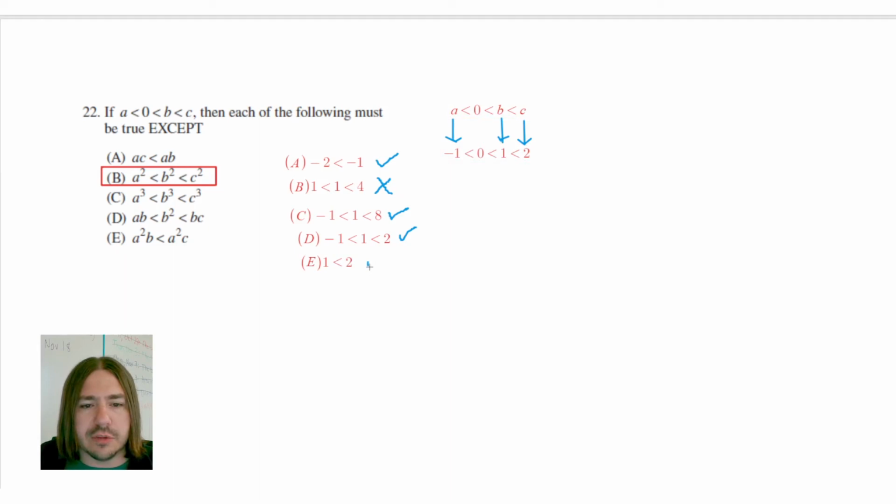So all these are going to be true except for B, and since the question is asking each of the following must be true except, B has to be our answer.